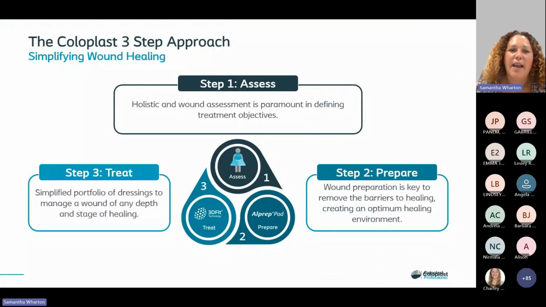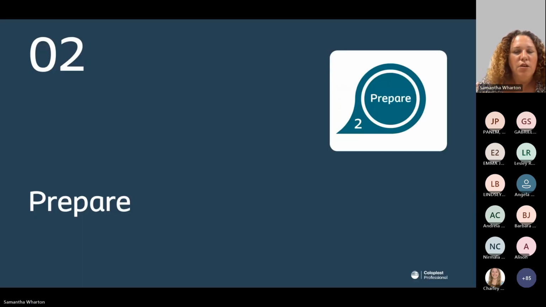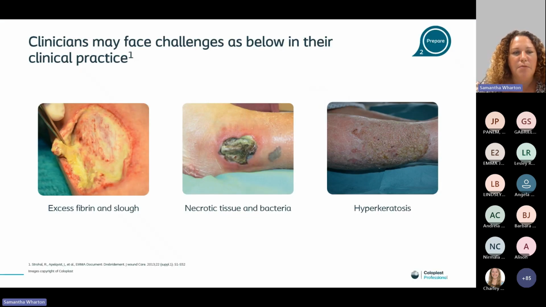So again, I'm referring back to the Coloplast 3-step approach. So that was step 1, assessment. So now we're going to move on to that step 2, which is prepare. So it's about doing that wound preparation to remove the barriers to healing and create that optimum healing environment. So this is prepare, step 2.